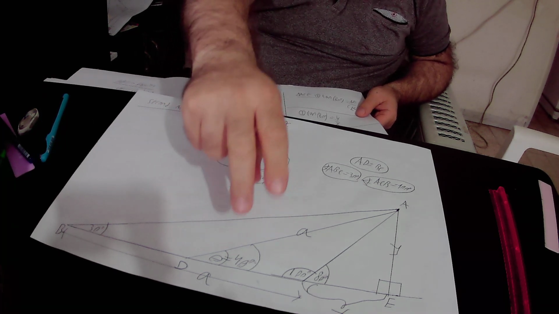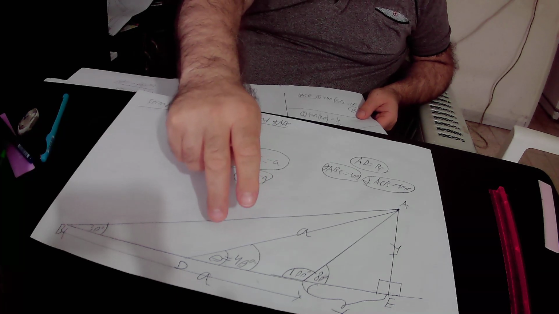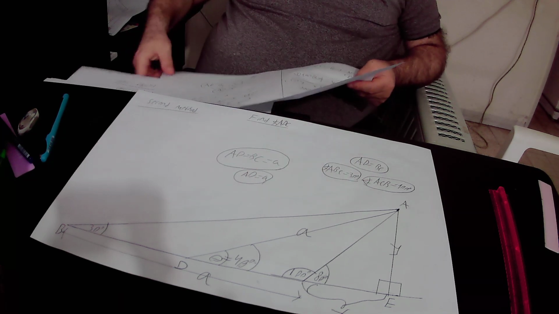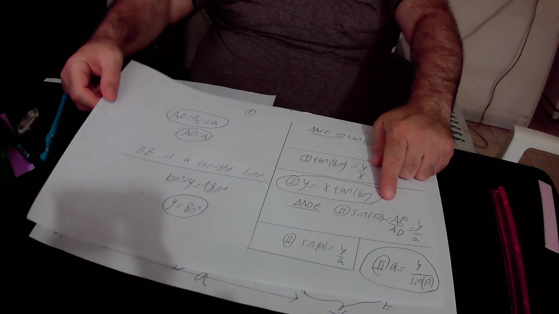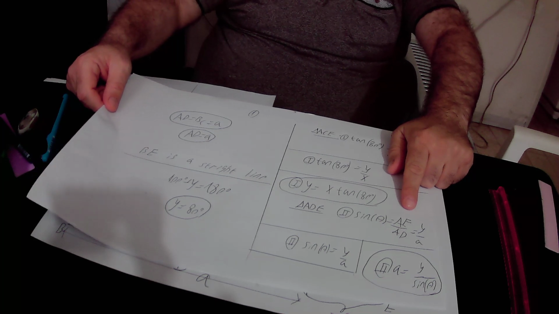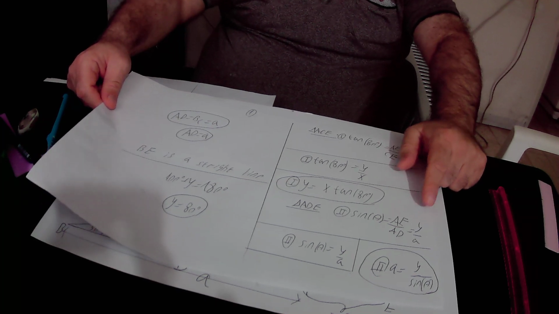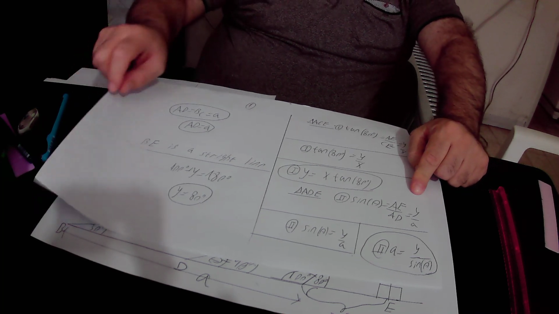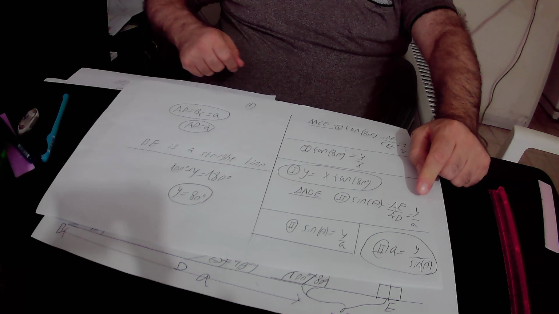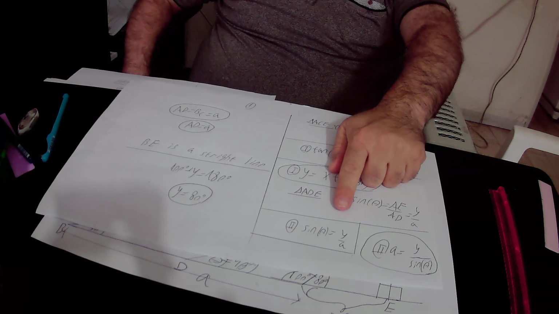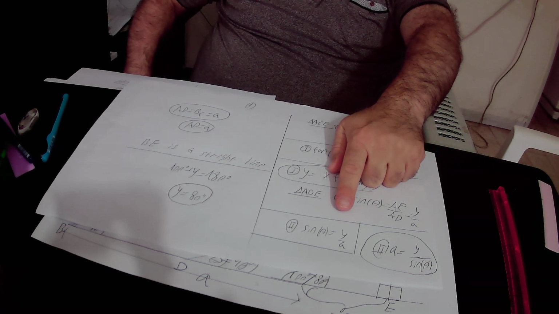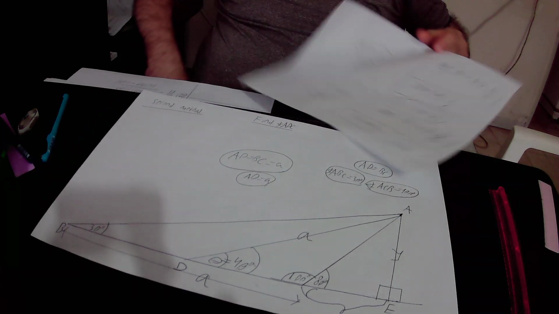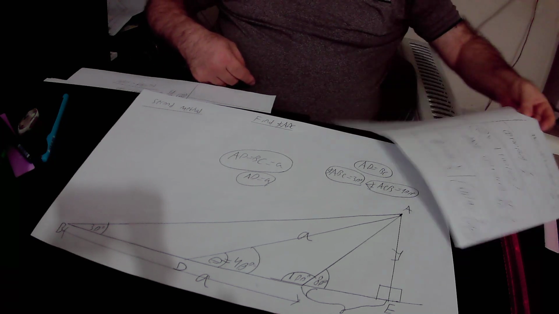In the right triangle ADE, we know that sine theta equals AE over AD. But AE equals Y, and AD equals A. So in conclusion, we found that sine theta equals Y over A. Here we multiplied equation number 2 by A, and then divided it by sine theta, and we got that A equals Y over sine theta.